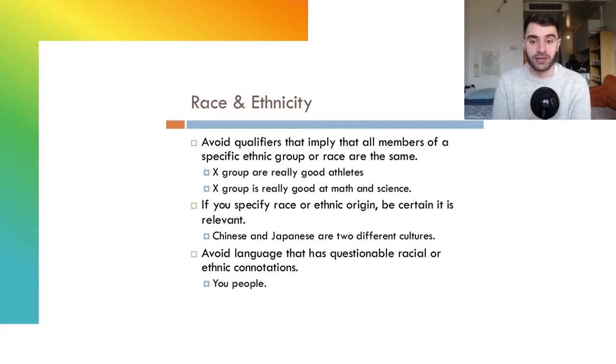Avoid qualifiers that imply that all members of a specific ethnic group or race are the same. For example, saying that X group is really good at athletics and X group is really good at math and science. If you specify race or ethnic origin, be certain that it is relevant. For example, saying Chinese and Japanese are two different cultures.